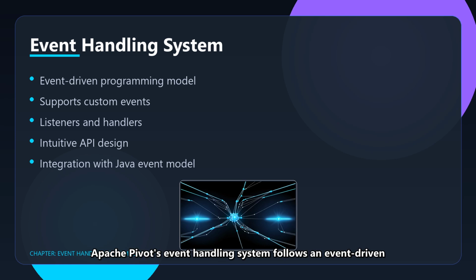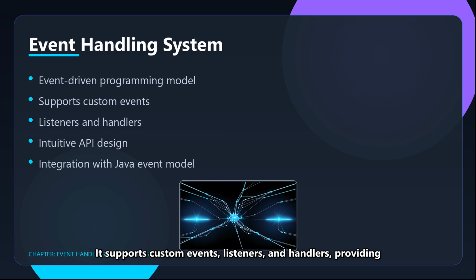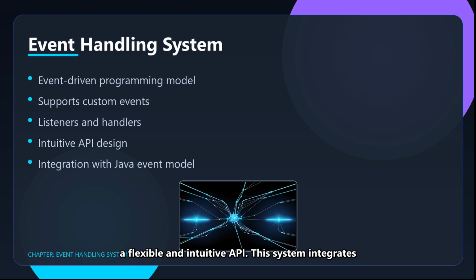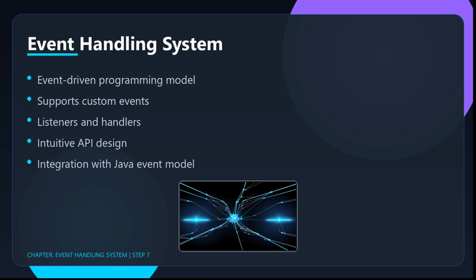Apache Pivot's event handling system follows an event-driven programming model, similar to other Java GUI frameworks. It supports custom events, listeners, and handlers, providing a flexible and intuitive API. This system integrates well with Java's native event model, making it familiar to experienced Java developers.